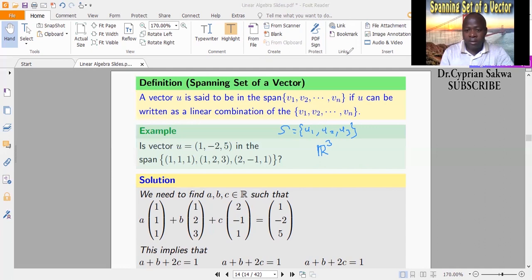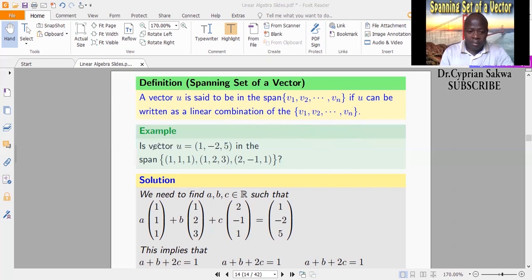But in today's video, we will concentrate on how we tell if a vector is in the span of some set. We give a definition to say that a vector U is said to be in the span if U can be written as a linear combination of these vectors. So if U can be written as a linear combination of these vectors, then U is in this span. But if it cannot be written as a linear combination of these vectors, then it's not in this span.